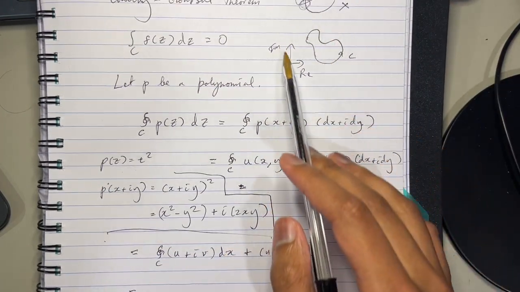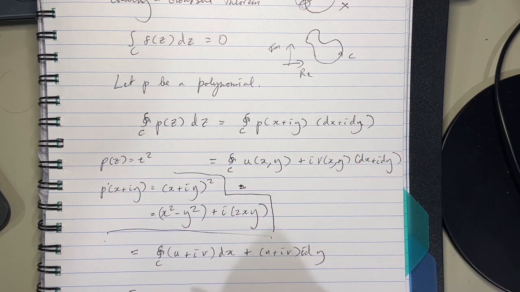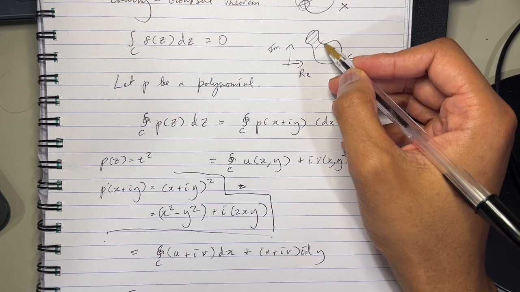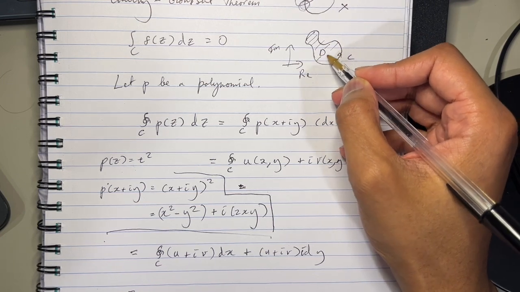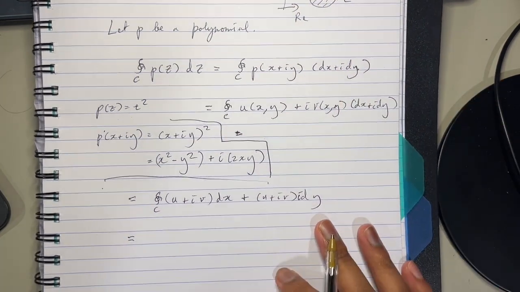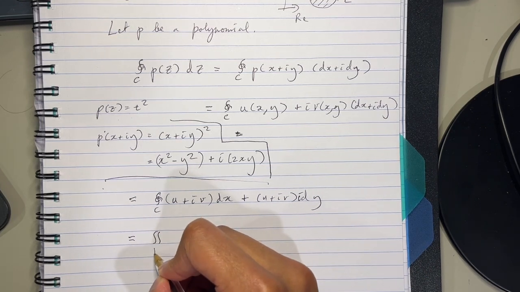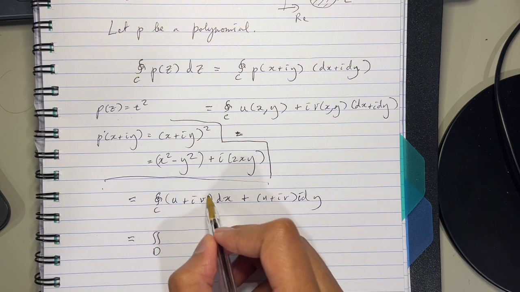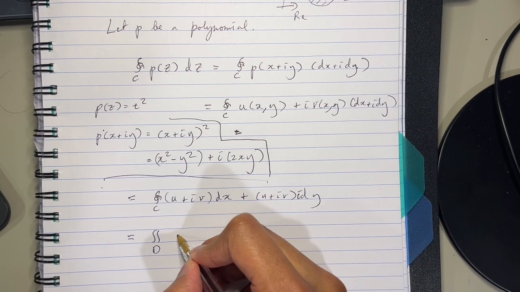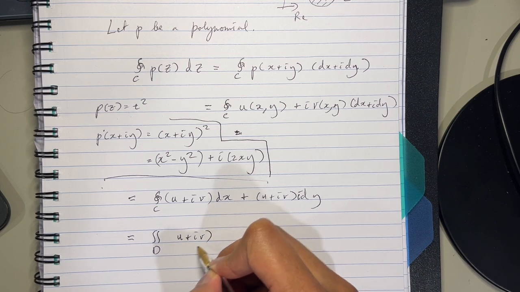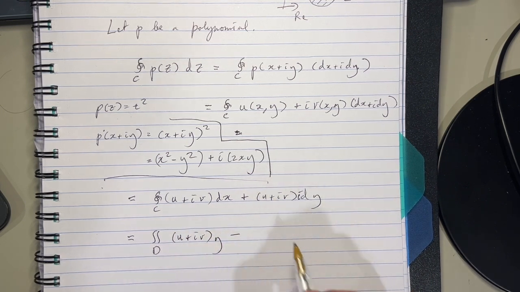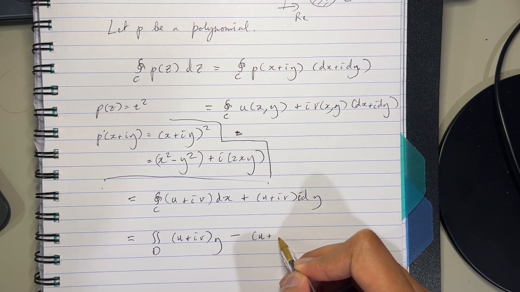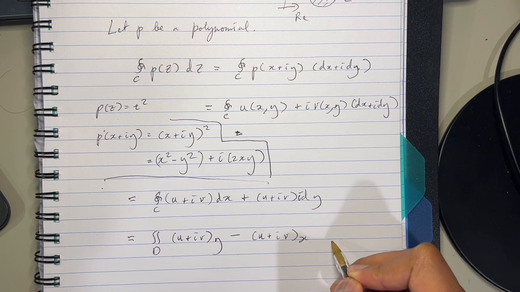Right now we're looking at this simply connected curve here, and now instead of integrating over the curve, we're going to integrate over this area, which we're going to call D. This is going to be a double integral over D. Now we're going to take the partial derivative of this part with respect to y, so u plus iv, y. Subtract the partial derivative of this part with respect to x: u plus iv, x, times i.